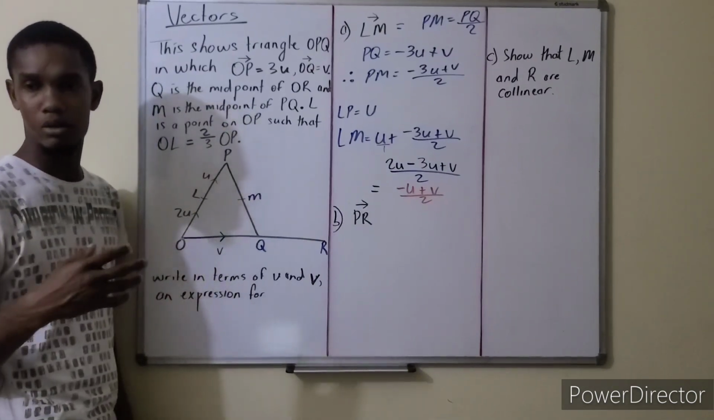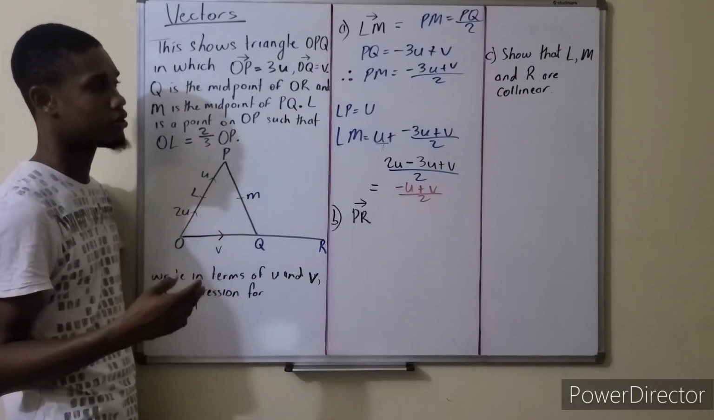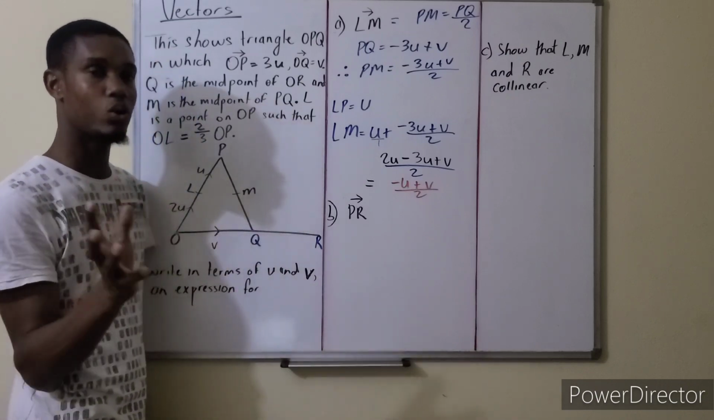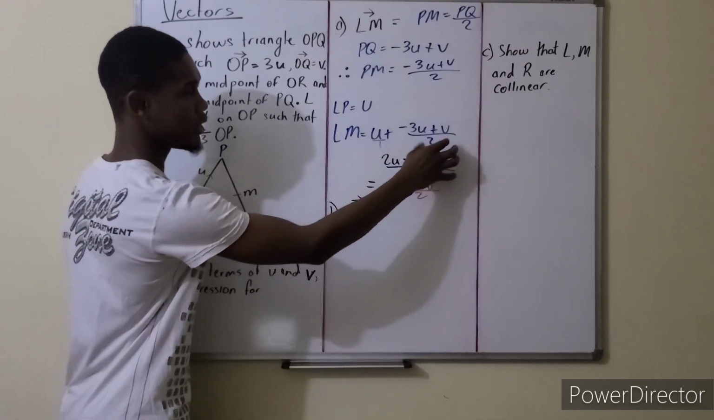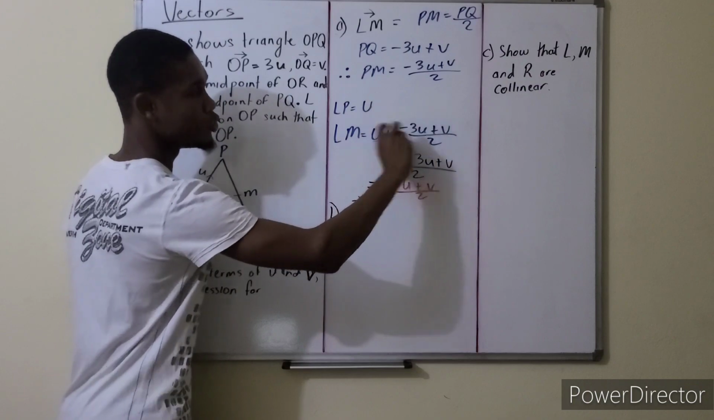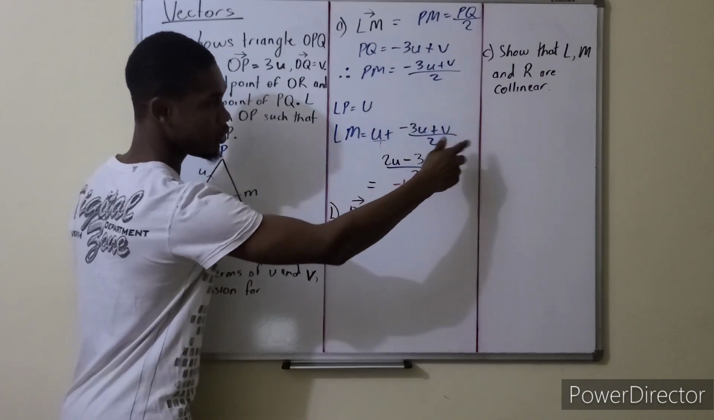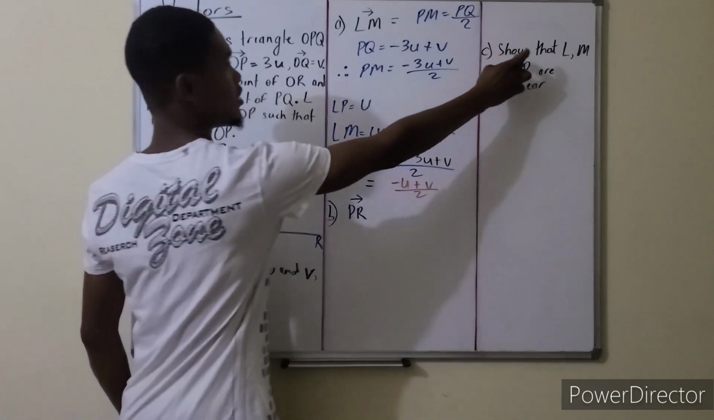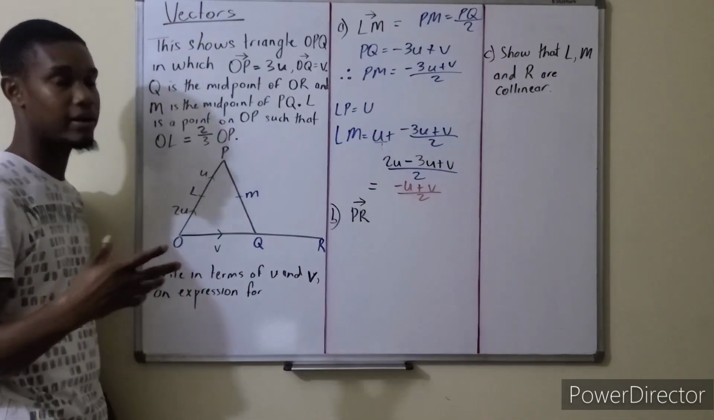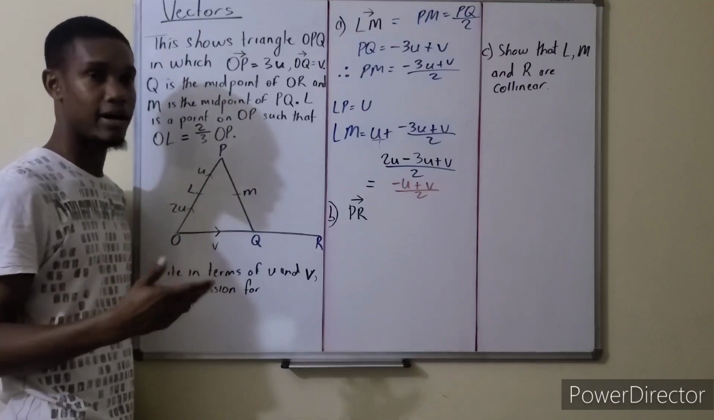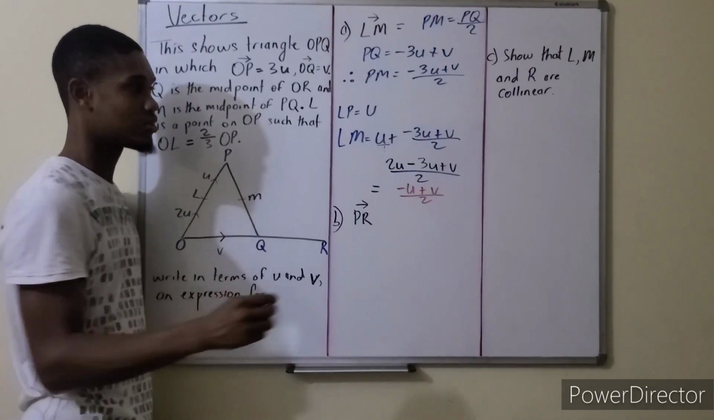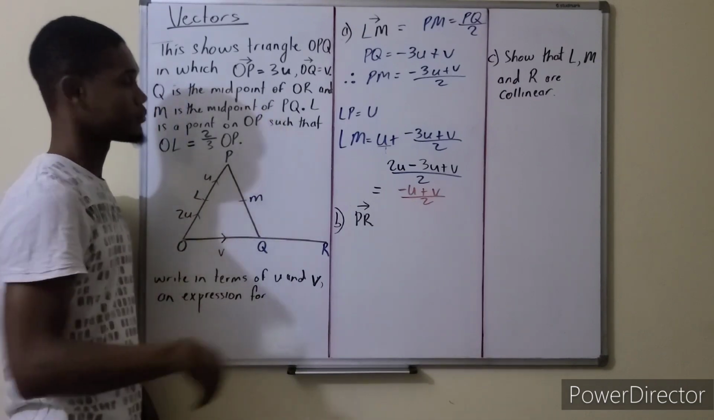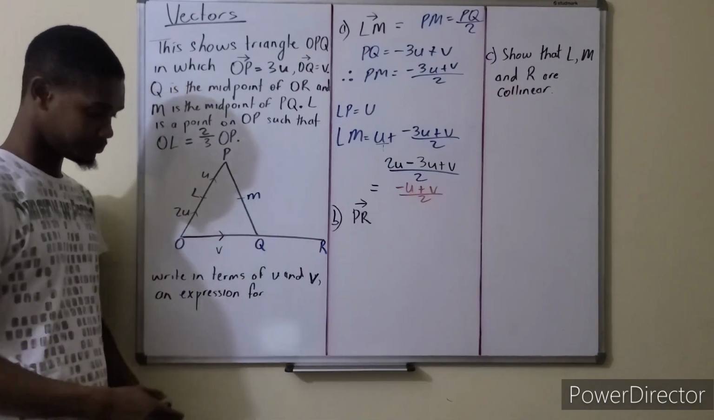Based on the score marks that would be allotted and the time frame that you're working with, there's a possibility that it's allowed to just stop at this line, u plus negative 3u plus v all over 2. But because of how the question is structured, where it will now ask you what LM is and to show that LM and R are collinear, it will require you to simplify it so you can see the collinearity property coming out. So let's now go to PR.